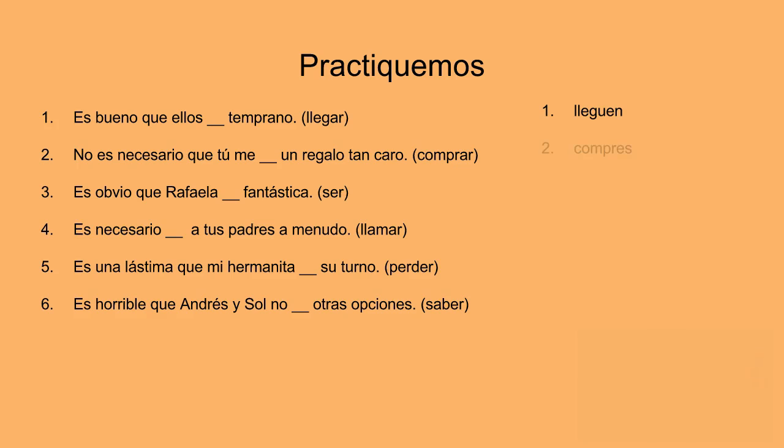No es necesario que tú me compres. The AR verb requires the E endings to show the subjunctive. This is an example of an impersonal expression with no in front of it, but we still need the present subjunctive. Es obvio que Rafaela es fantástica. Here, since it's obvious that Rafaela is fantastic, we need the indicative of ser.